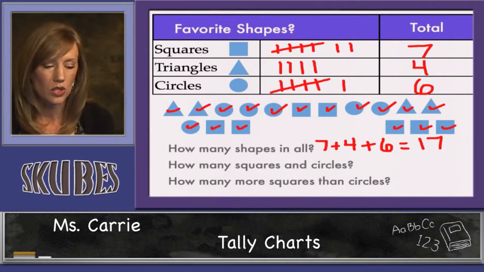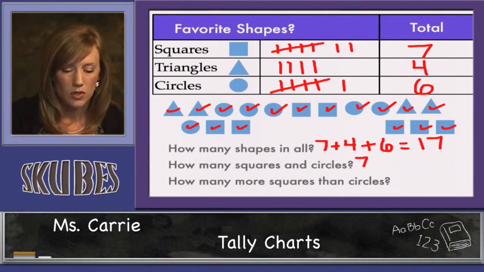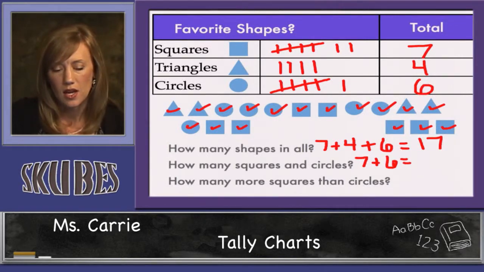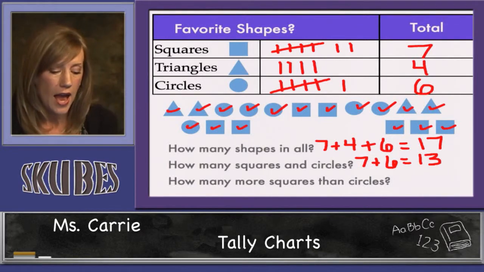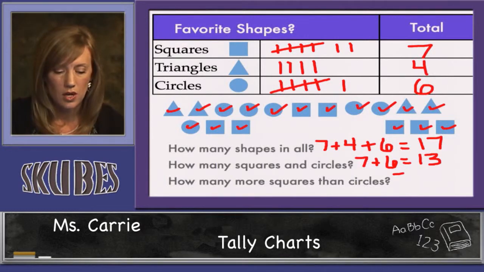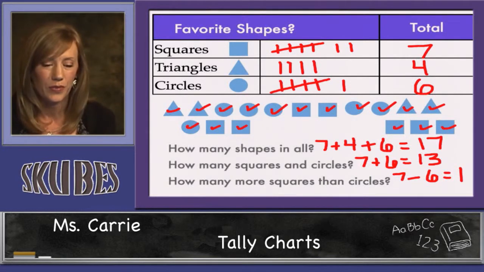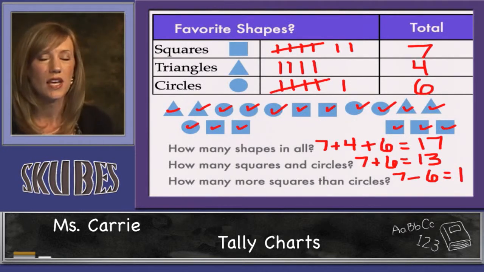How many squares and circles? Well, there were 7 squares and there were 6 circles. I know that 7 plus 6 is 13, so our answer would be 13. And how many more squares than circles? Well, there were 7 squares and there were only 6 circles, and I know how many more means to subtract. 7 minus 6 equals 1. There is 1 more square than circle. That concludes our lesson today on tally charts.